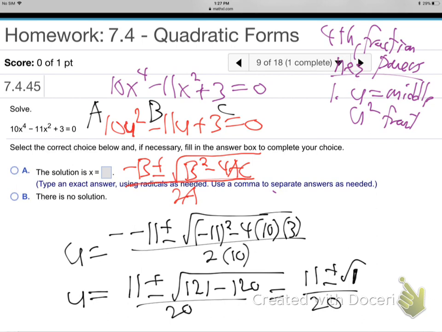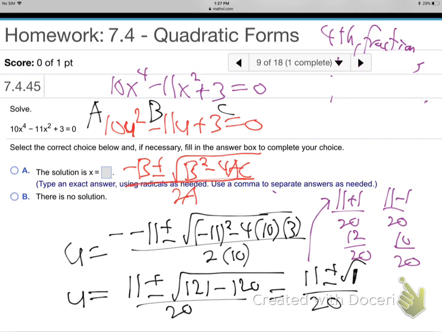Now what's the square root of 1? 1. So we say it's 11 plus 1 over 20 and 11 minus 1 over 20, huh? We can actually do the two options. So it's 12 twentieths and 10 twentieths. You guys with me?